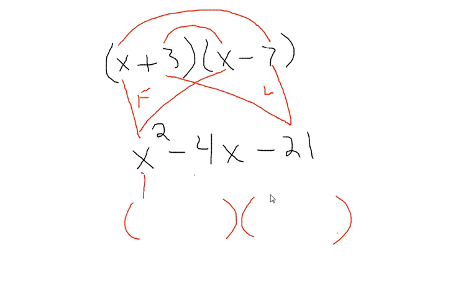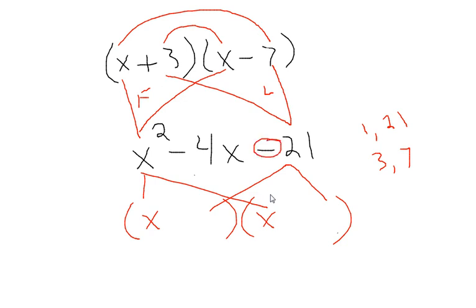I know that this has to be x and x, and then I look at the last terms, and they have to multiply to give me 21. Well, my choices are 1 and 21, or 3 and 7. Now, one of them has to be positive and one has to be negative because that's the only way I can get a negative product. So I start putting the numbers in and I check my O and my I and see which one will give me a negative 21.